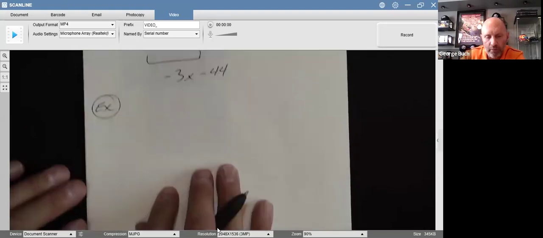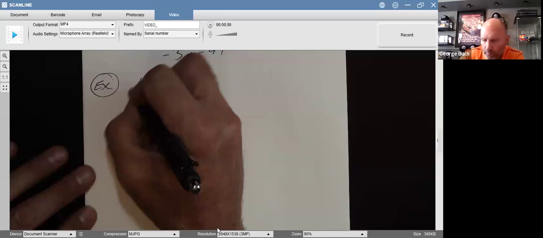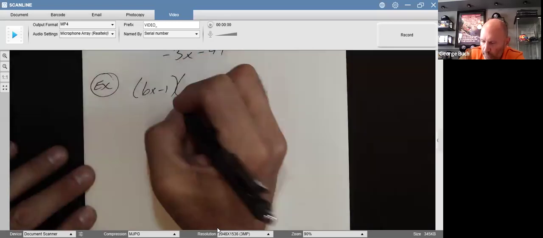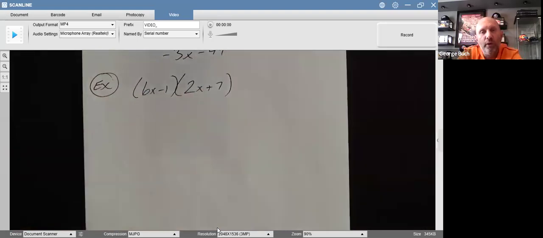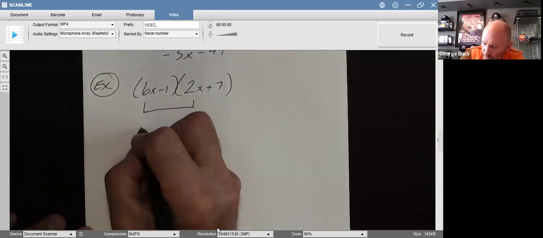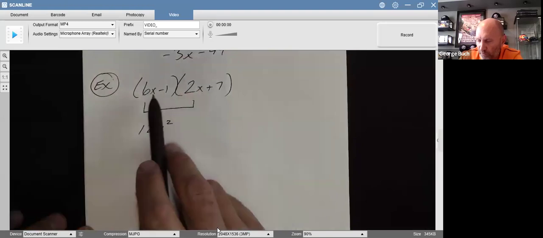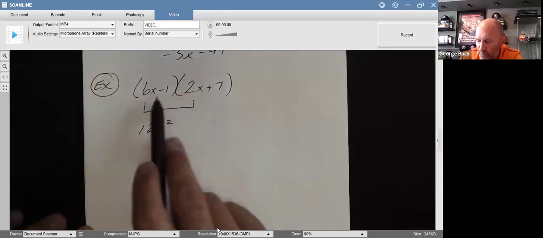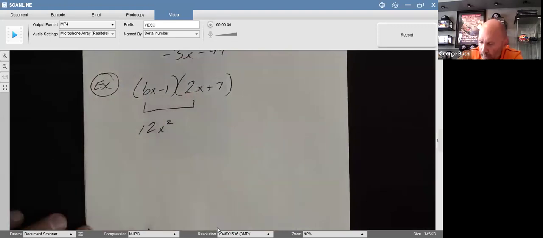All right, let's say we want to multiply 6x minus 1 times 2x plus 7. So this is two binomials that we are multiplying together. So we're going to FOIL this. So first, 6x times 2x is 12x squared. And this goes back to our exponent rules: when we have the same base, x and x, add the exponents, 1 plus 1 is 2. So we get 12x squared.